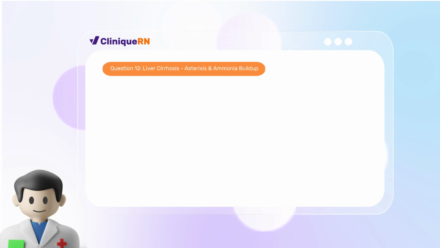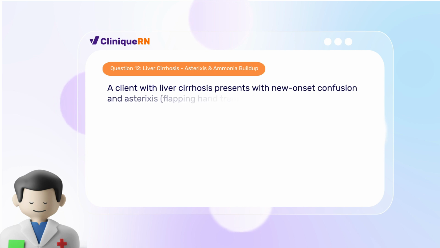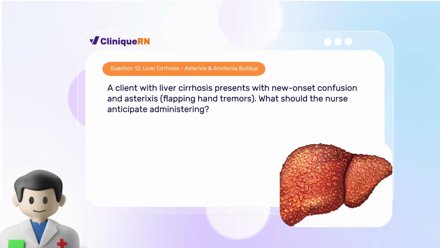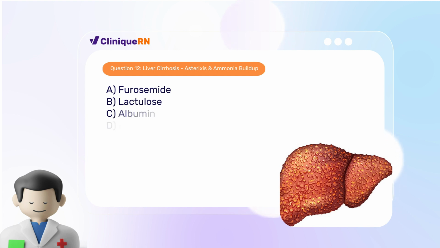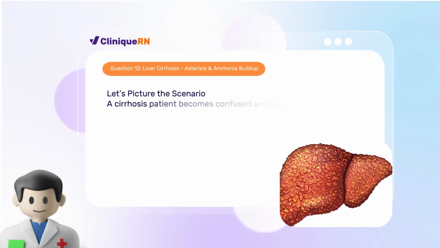Question 12. Liver cirrhosis, asterixis, and ammonia buildup. A client with liver cirrhosis presents with new onset confusion and asterixis, flapping hand tremors. What should the nurse anticipate administering? A. Furosemide. B. Lactulose. C. Albumin. D. Potassium chloride.